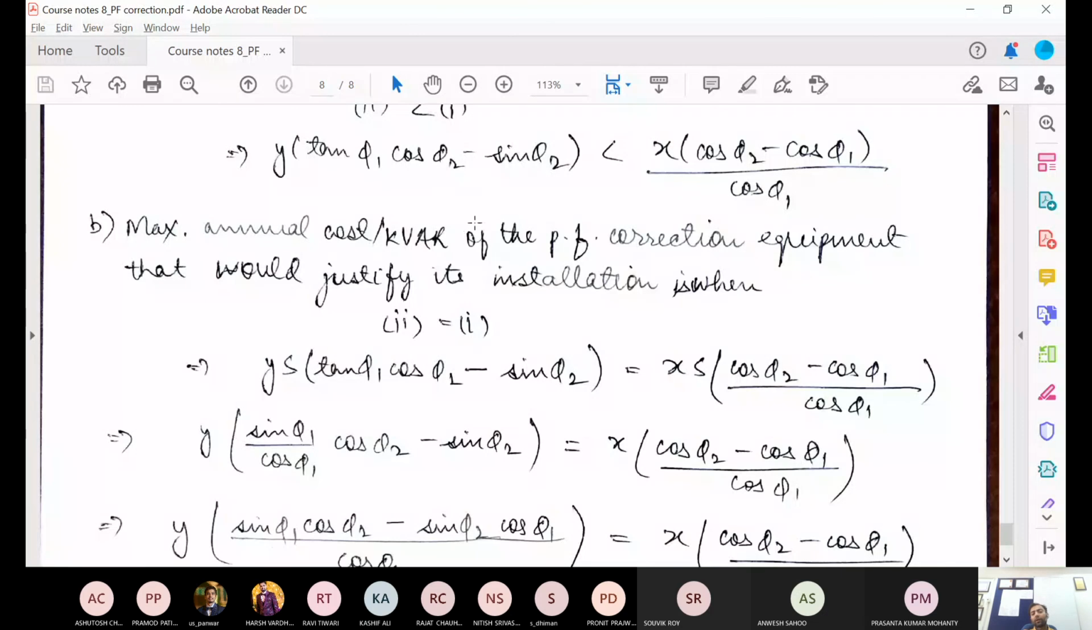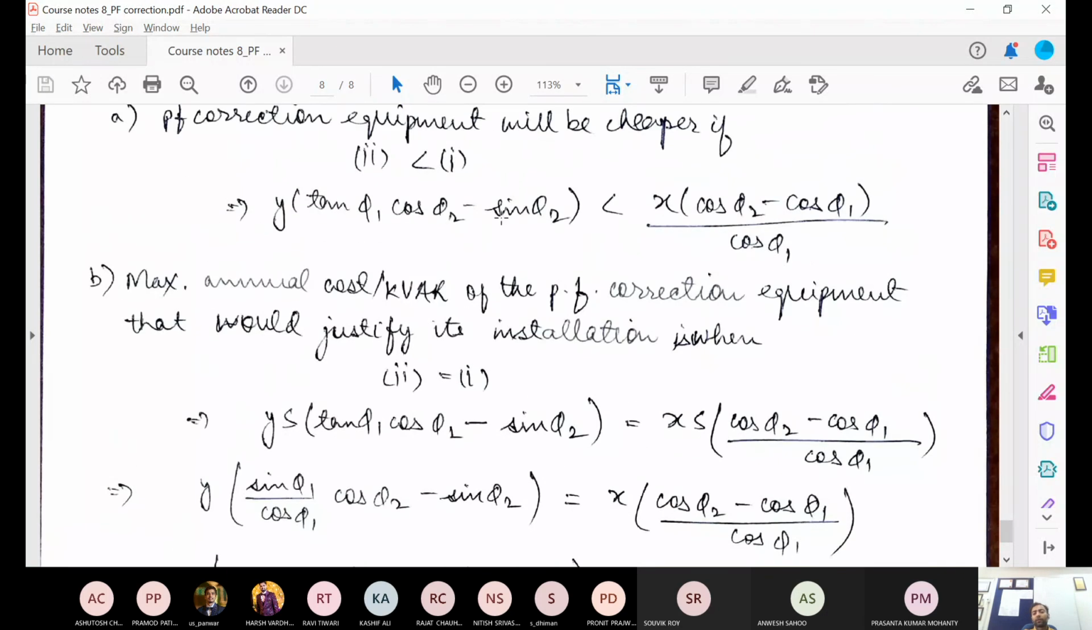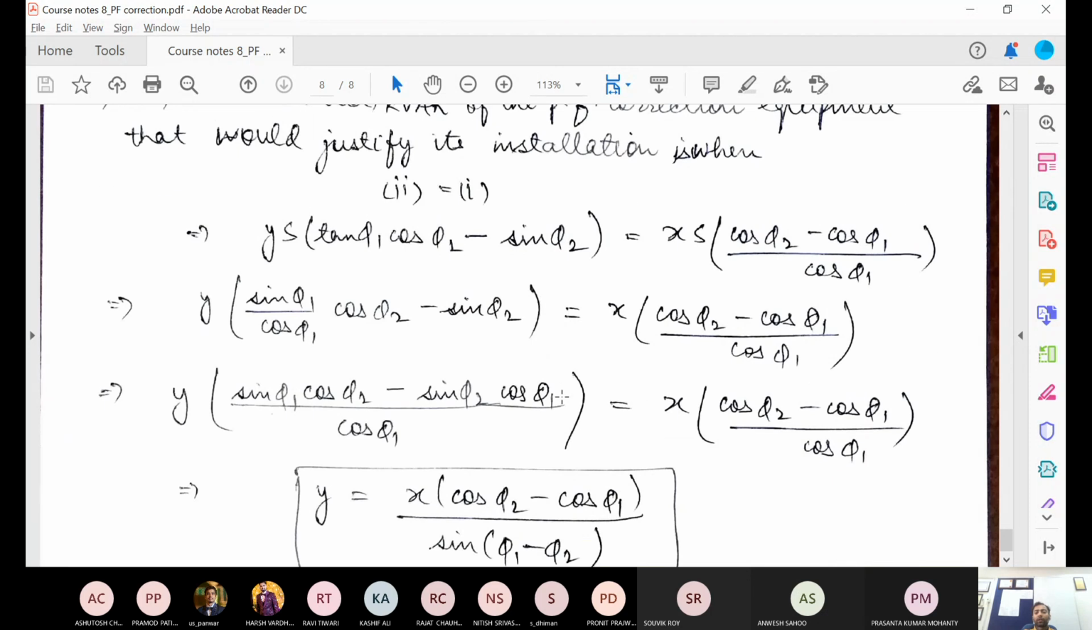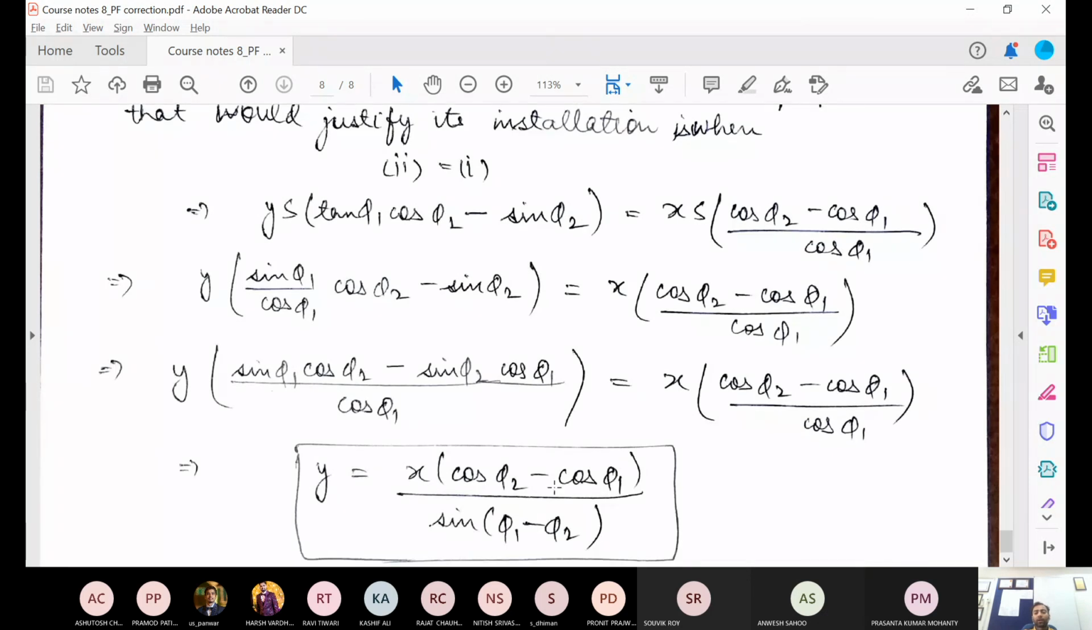So what is the maximum annual cost per kVAR of the power factor correction equipment that would justify the installation? Because if the capital cost of the power factor correction equipment goes on increasing, at some point it will become unviable. So what is the maximum annual cost which can justify the installation? That will occur when this inequality, instead of less than, becomes equal to. So if you equate the two and solve for it, then you can get this expression.